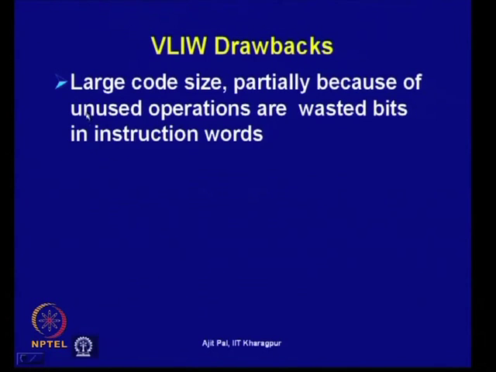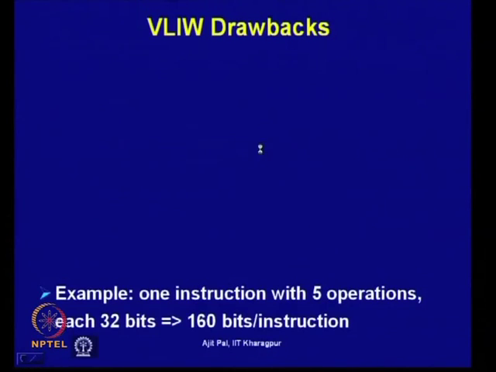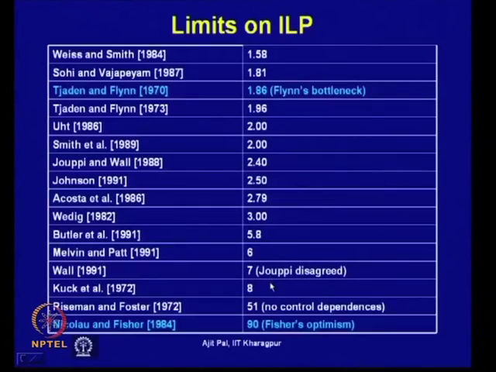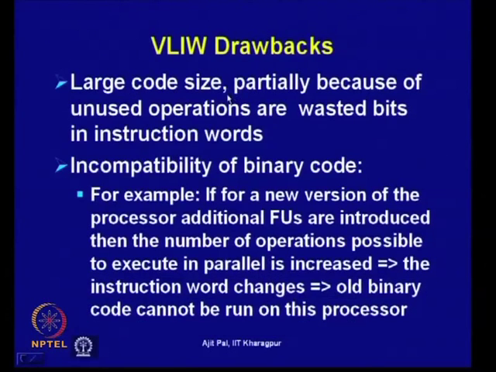So, there are other drawbacks: large code size, partially because of unused operations and wasted bits in the instruction words. We have seen that although we have used a large instruction word, a large number of fields are unused. So, primarily because of this, you have got large code size. Although the space is there, a significant portion is wasted.